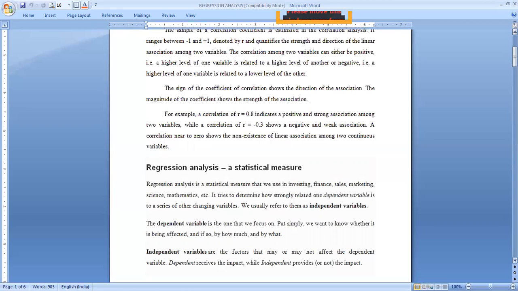Independent variables are the factors, or we can say variables, that may or may not affect the dependent variables. Dependent variables receive the impact, while independent variables provide the impact, or not.